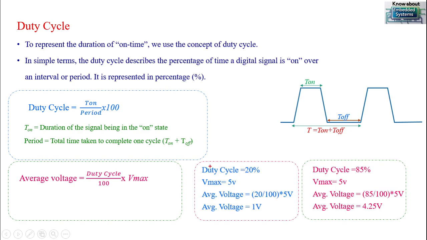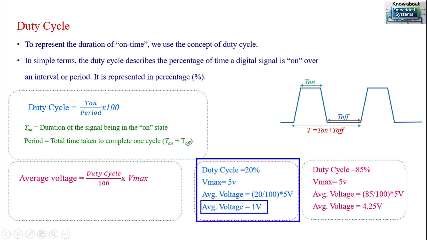I have two use cases here. One use case with a duty cycle of 20% and one use case with a duty cycle of 85%. Let us see with the 20% here. Keep 20% duty cycle and keep the maximum output voltage as 5 volts. Then if we calculate the average voltage for this 20%, I'll get an output average voltage of 1 volt. This is with respect to 20% duty cycle.